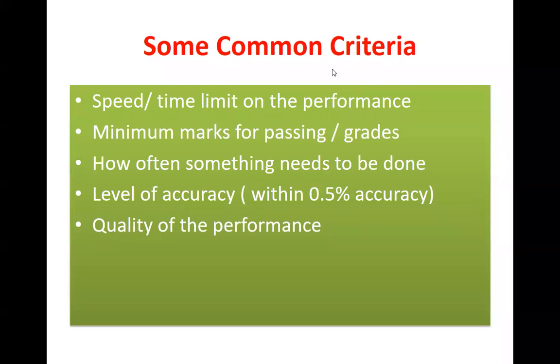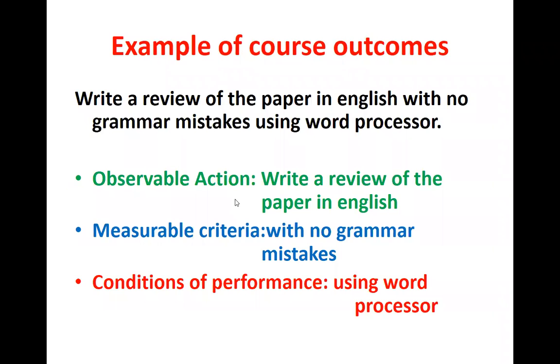And these are some examples of common criteria like speed, time limit on the performance, minimum marks for passing, grades, how often something needs to be done. It can be numeric also for testing the level of accuracy, and also the quality of performance can be included in the criterion component. So now let us see an example of a course outcome.